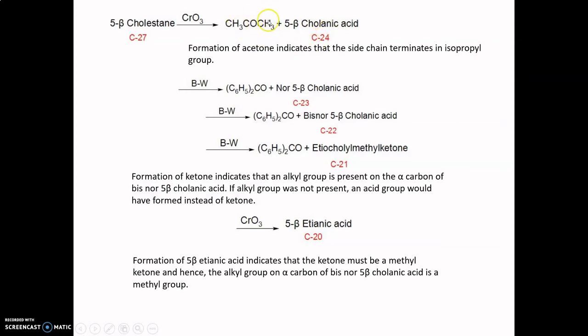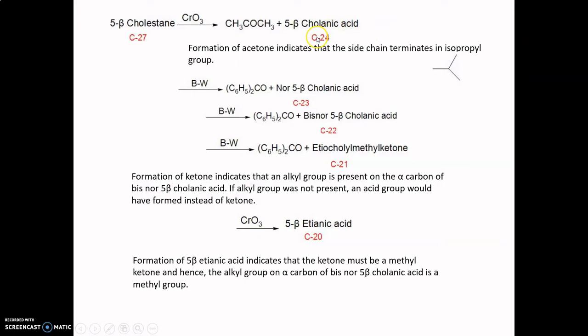Now, formation of acetone indicates that the side chain terminates in an isopropyl group. So you must have an isopropyl group on the end of the side chain. That's why you got acetone on oxidation. Okay, now the 5-beta cholanic acid is a C24 chain. What you get is a C24 compound because 3 carbons have been lost as acetone.